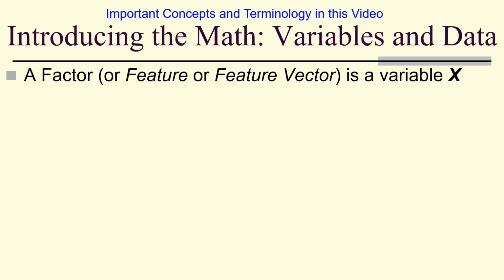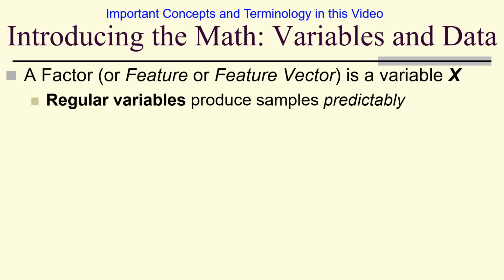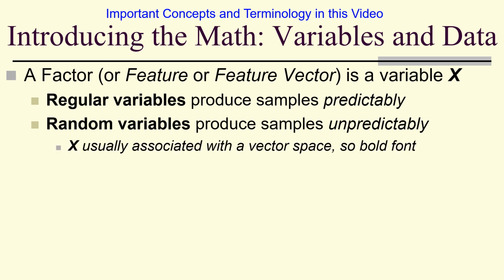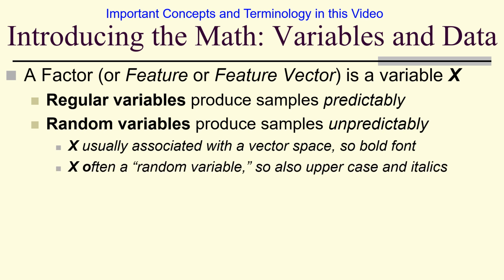To begin with, a factor or feature vector is a variable x. Regular variables produce samples predictably. Random variables produce samples unpredictably. X is usually associated with a vector space, so we use a bold font. It's often a random variable, so we also use uppercase and italics.